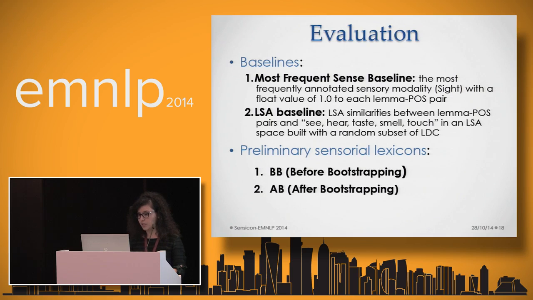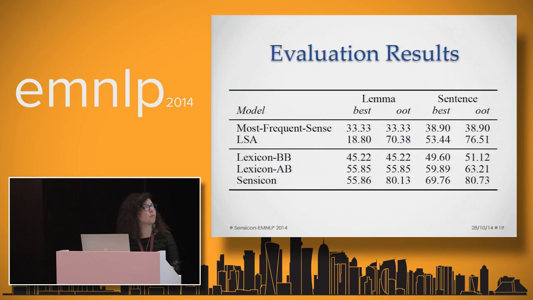To evaluate the quality of the lexicon, we create 2 baselines and 2 preliminary versions of the lexicon. The first baseline is the most frequent sense baseline, and we assign the most frequently annotated sense, which is sight, with a float value of 1 to each lemma-post pair in the lexicon. And in the second baseline, we calculated LSA similarities between our candidate words and the words see, hear, taste, smell, and touch in an LSA space. This LSA space is created by using the subset of LDC that we already used for the construction of the lexicon. And we also created 2 preliminary versions of the lexicon, before bootstrapping and after bootstrapping.